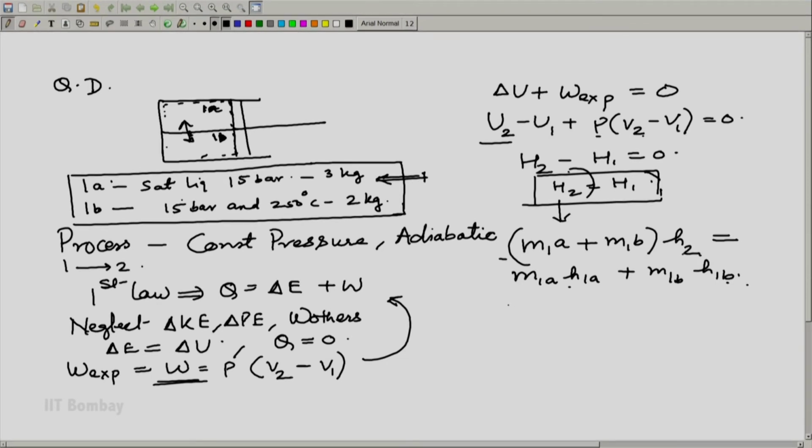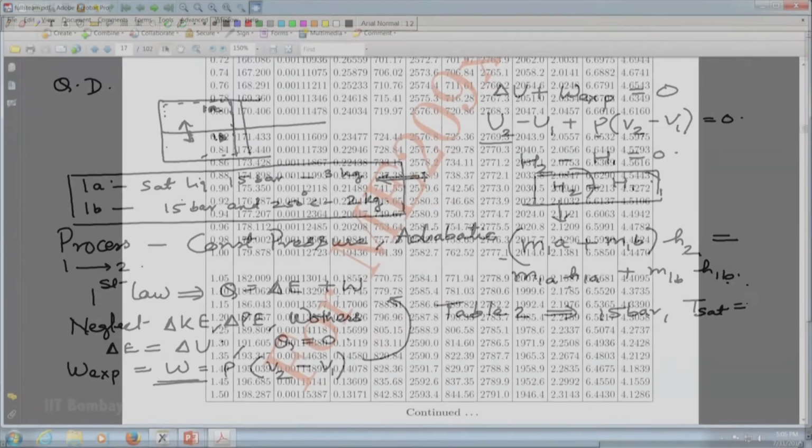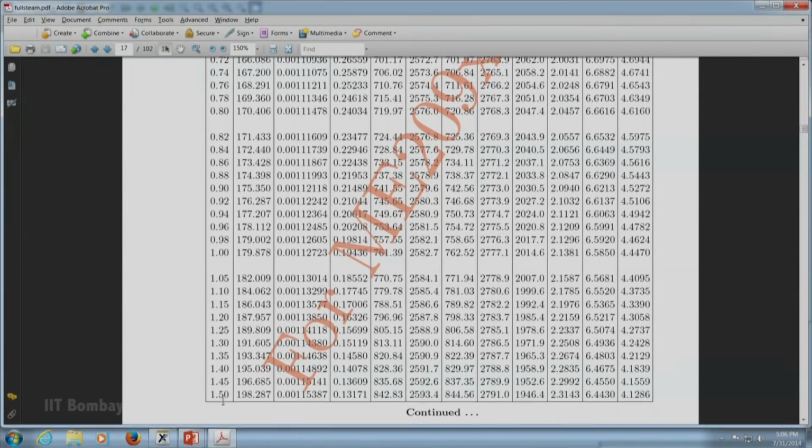If I go to table 2 and see at 15 bar what is Tsat. So here you can see table 2, and this is 1.5 MPa, which is 15 bar, and the corresponding temperature is 198.28. So this is the temperature of 1A, which is maintained at saturated liquid. So temperature is Tsat at this pressure. So our 1A is at 198.287, and I can also tell you that the 1B position is 15 bar and 250 degree centigrade, alright. The pressure is same and it is maintained at 250 degree centigrade.